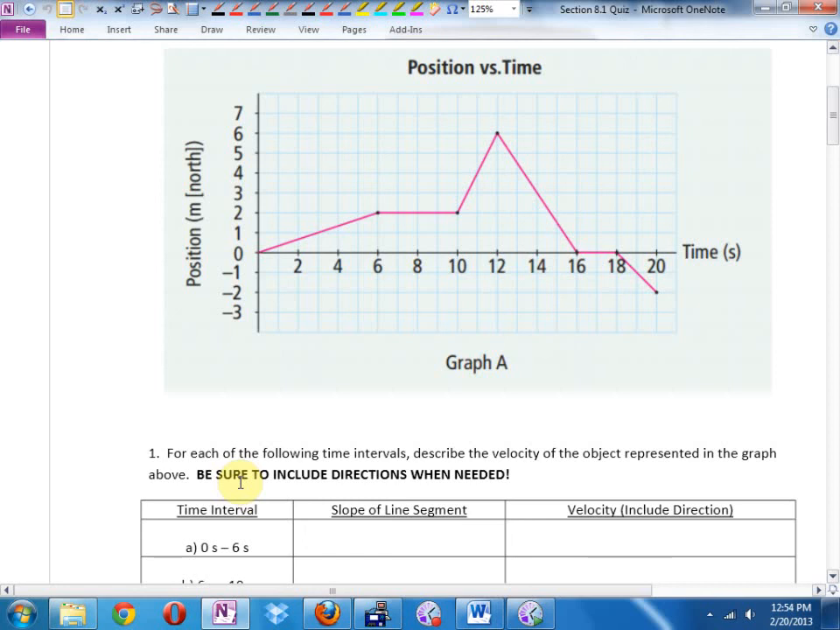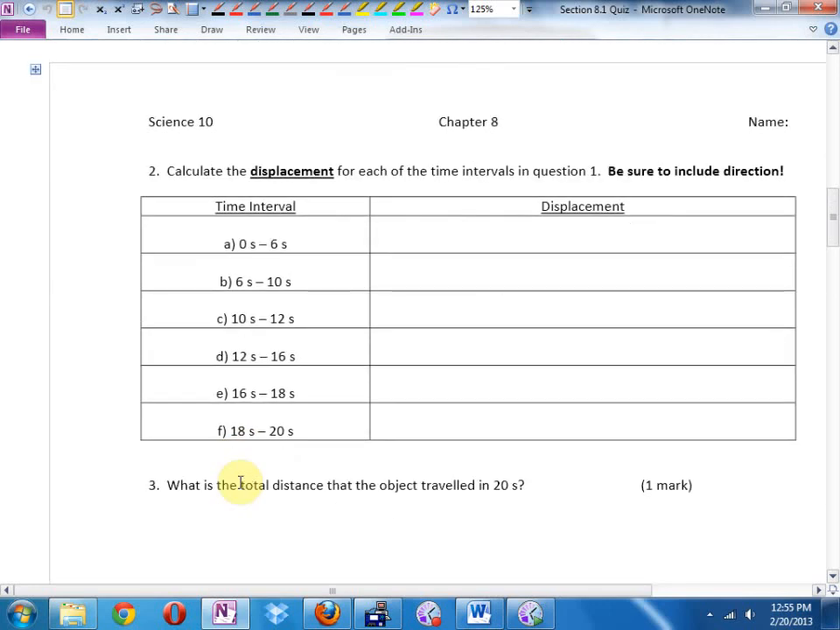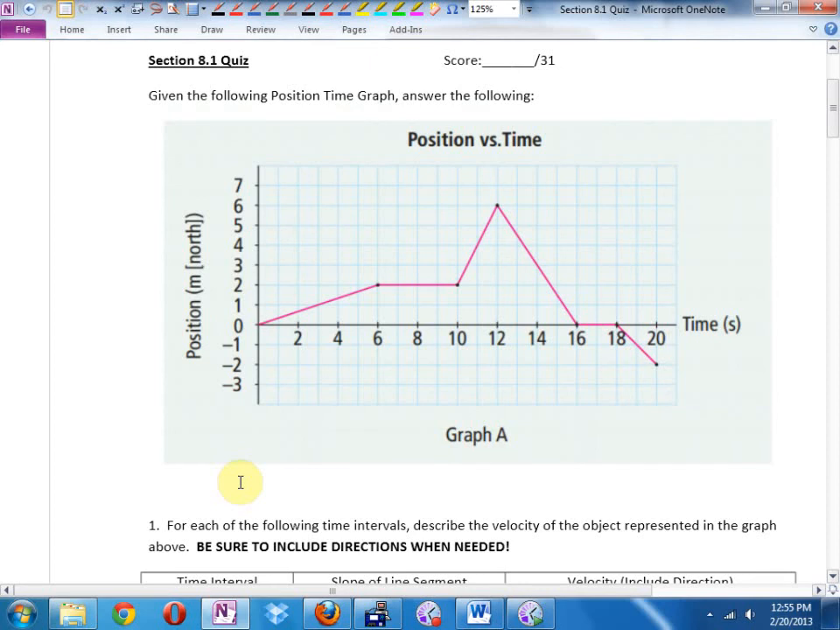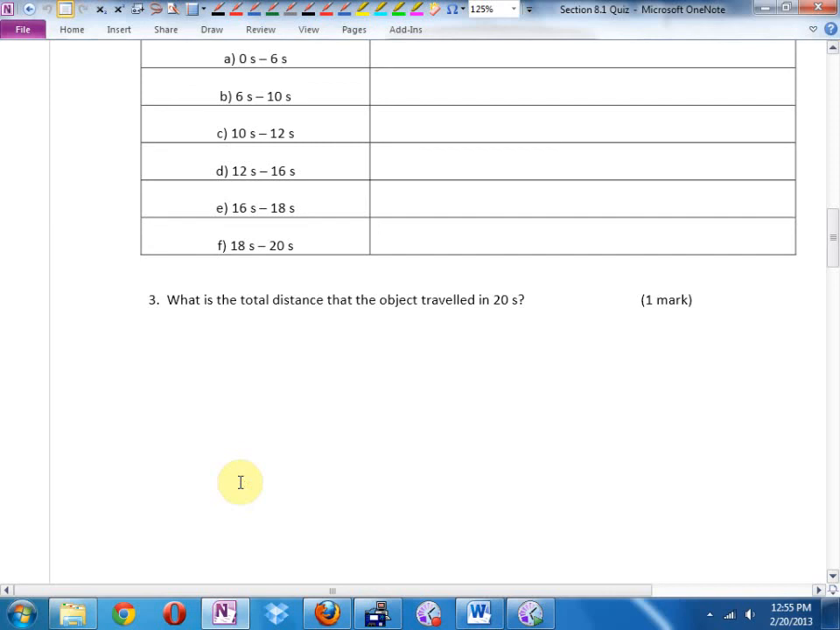Now, look up, all of you, please. I couldn't get it to photocopy darker. There is a line right there. I don't know if it really appears on your graph, but from 16 to 18 seconds, it is horizontal, zero high. Then, number 2, calculate the displacement for each of the time intervals. How far have you traveled for that section? I think you can get that by just looking at the distances traveled from the y-axis. If you can't figure it out, we'll talk about it on Friday. Number 3 asks, what's the total distance traveled? See if you can figure that out.